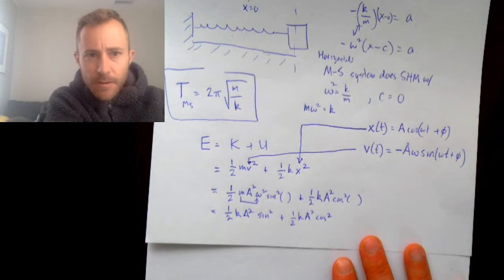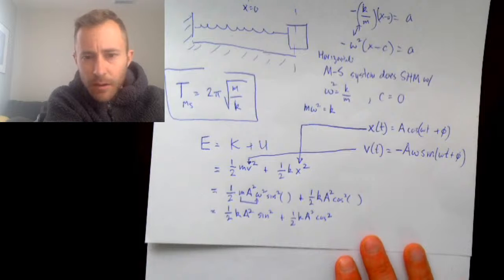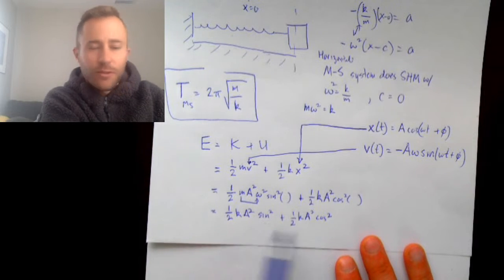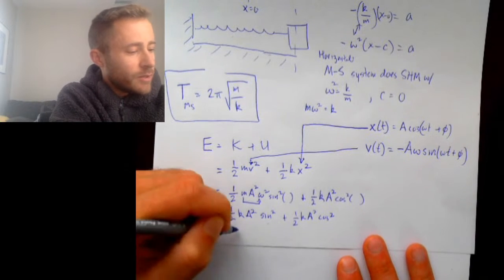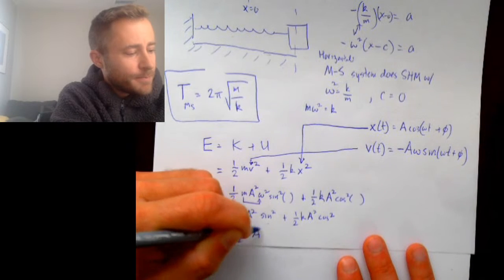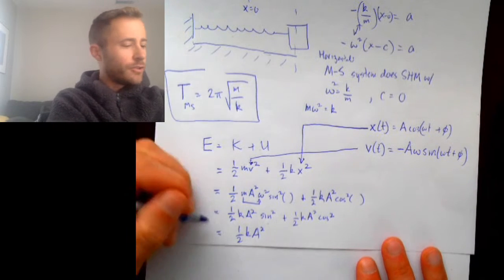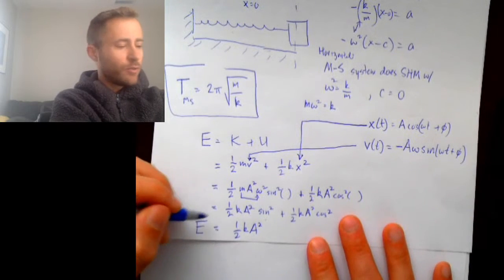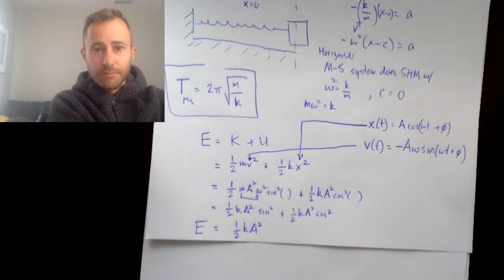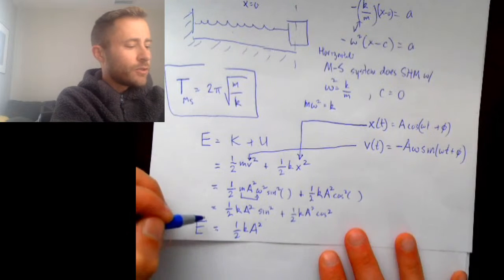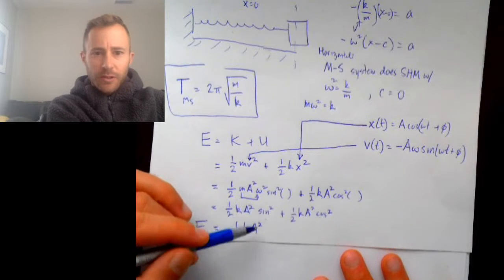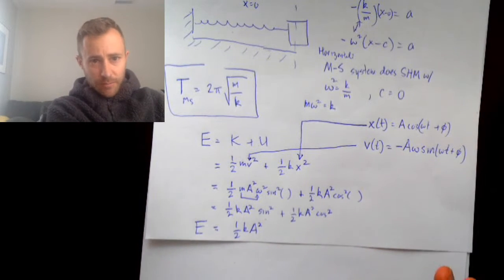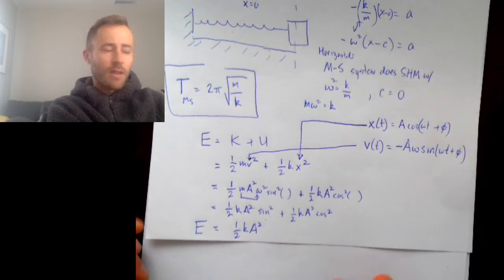All right. And so you can see we have sine squared plus cosine squared, which is 1. So what that means is that the energy of the mass spring system is 1/2 k a squared. Isn't that nice? So I like that. So basically what this says is that the bigger the amplitude is, the more energy the vibration has. I think that's fairly obvious.